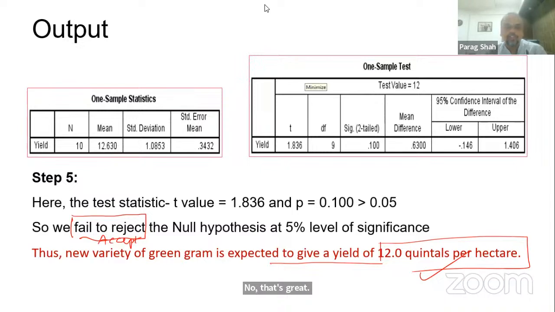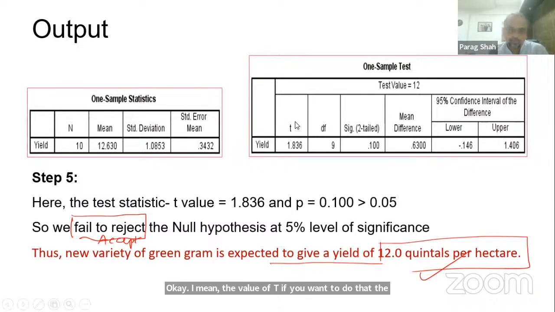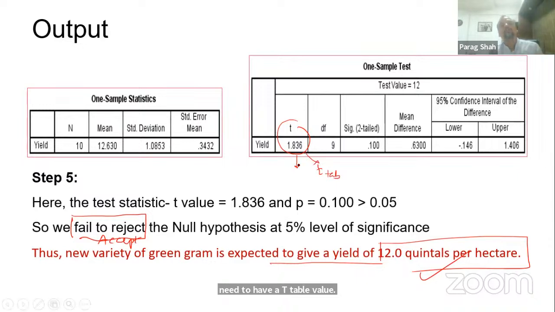Aminu, the value of t, if you want to do that, the value of t needs to be compared with the table value. This is t. If you want to interpret from this, you need to have a t table value. And then you can compare. Otherwise, it is of no use. Conclusions will be made on p value only. T value can have an interpretation, but right now we don't need it.